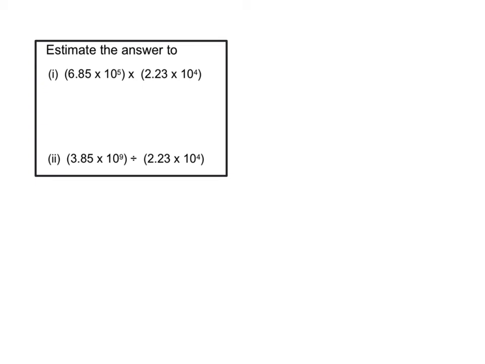So with these, I'd round each bit first. So we've got 6.85. Let's just have a look at that to start with. 6.85, and we're estimating. When we estimate, we round to one significant figure. So the first significant figure is the 6. So I have to think, well, is this closer to 6 or 7? It's closer to 7, so I'm going to round that to 7. So that's going to become 7 times 10 to the power of 5.